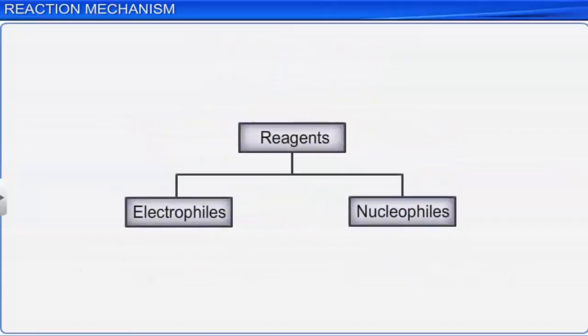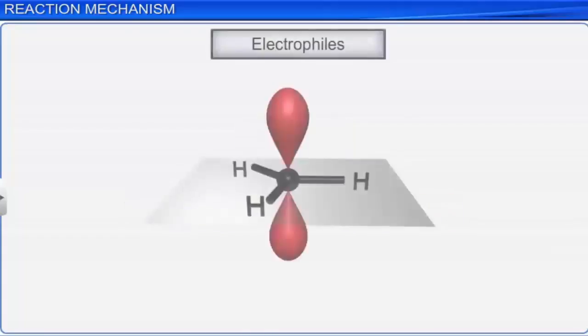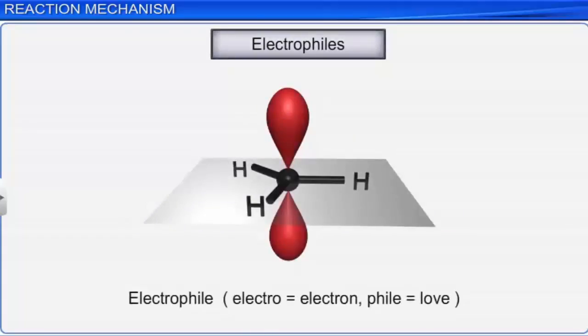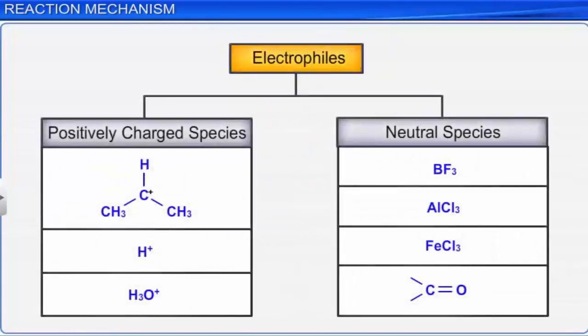Polar organic reactions are caused by two types of reagents: electrophiles and nucleophiles. Electrophile is an electron-seeking or electron-loving species, as it is electron deficient. Electrophiles may be either positively charged, such as carbocations, hydrogen ion and hydronium ion, or electrically neutral species such as boron trifluoride, aluminium chloride, ferric chloride and carbonyl group.